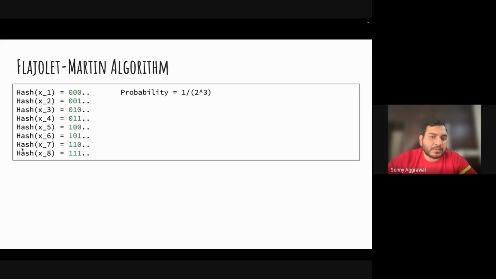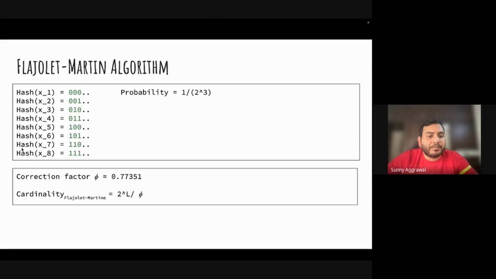So if you have seen, let's say, L number of zeros, then this algorithm says approximately 2 to the power L people you have seen. But there is a correction factor concept. In the published paper, they talk about a correction factor, which is about 0.77351. And the cardinality based on this algorithm is 2 to the power L divided by this factor. This was the first proposal by this algorithm.